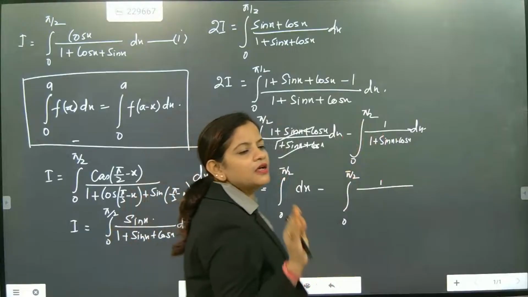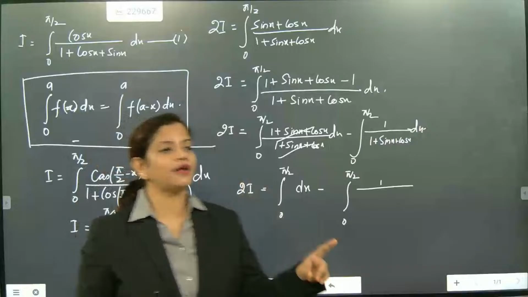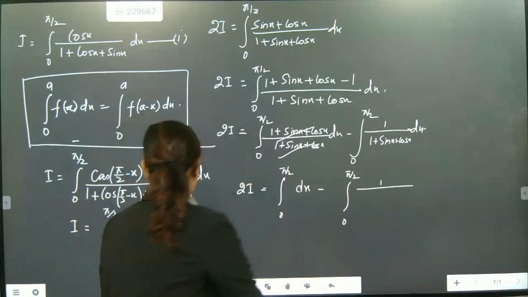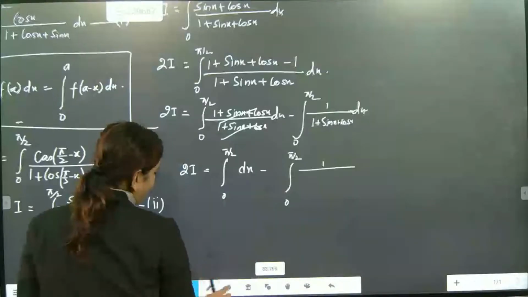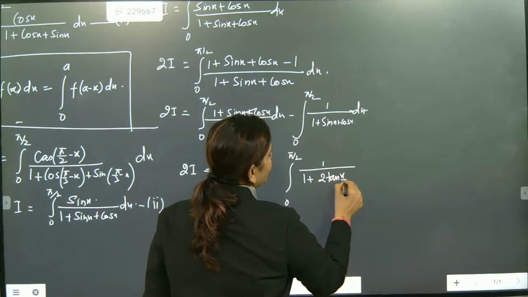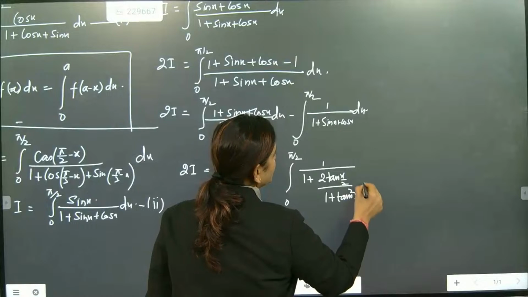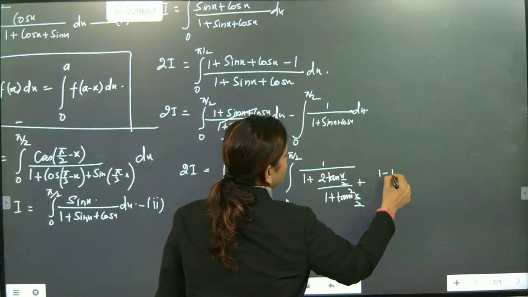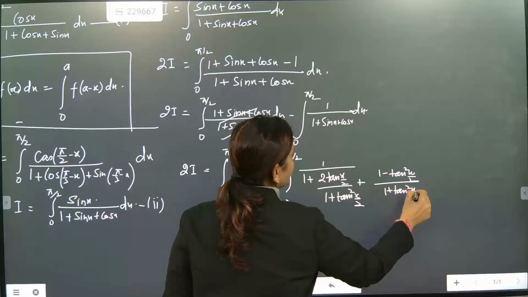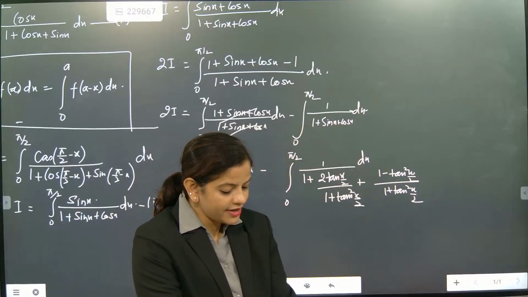Understood? Now look here, there is one format and that formula is tan. You need to convert everything into tan format. Come on, check this one out. Once you have brought it, it will become (1 plus 2 tan x by 2 by 1 plus tan square x by 2) plus (1 minus tan square x by 2 by 1 plus tan square x by 2). Can I do like this?